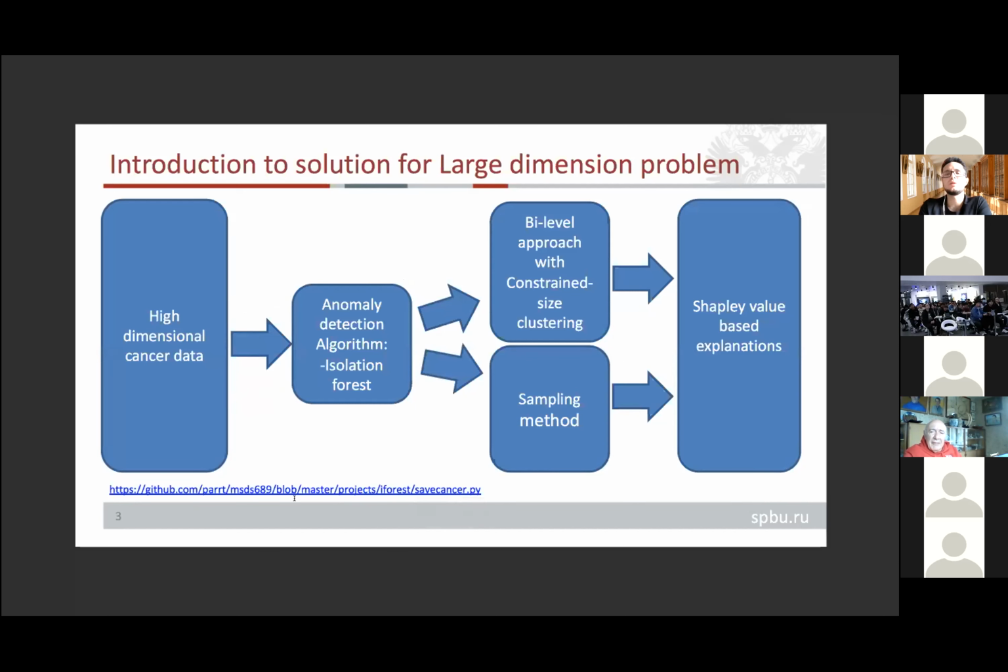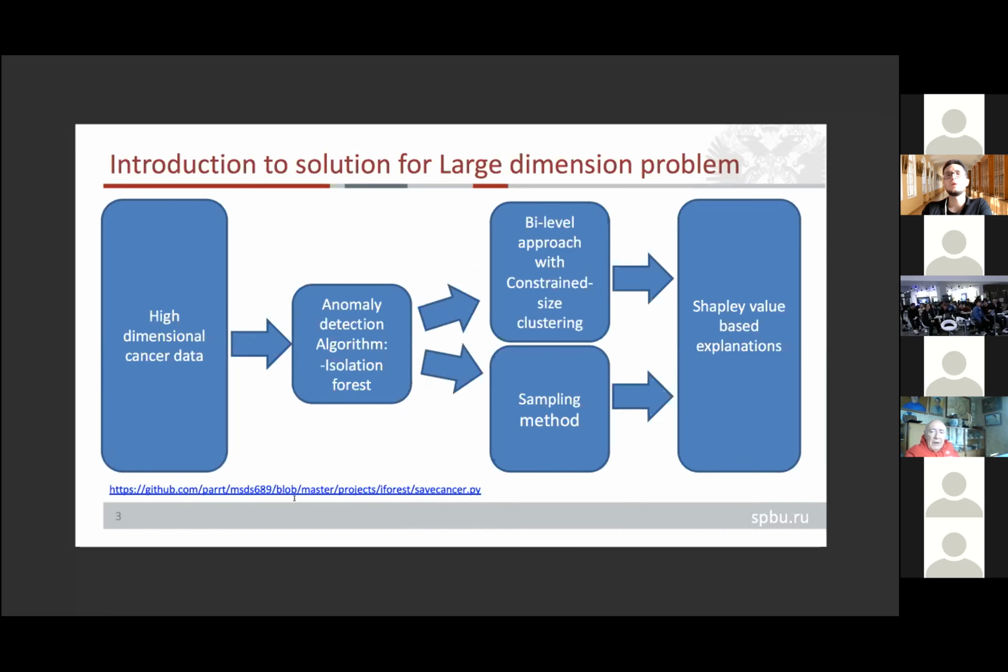So, what is the purpose of this work? We have an automatic AI system for anomaly detection, which is called an isolation forest. Isolation forest now is a kind of state-of-the-art method. It's not the best, not the worst method, but it is easy to use and a very widely used method for anomaly detection.